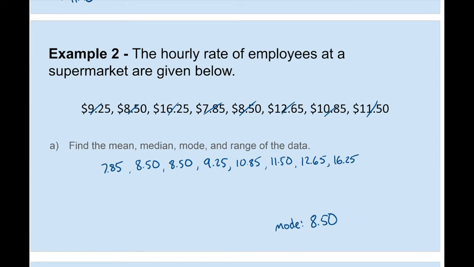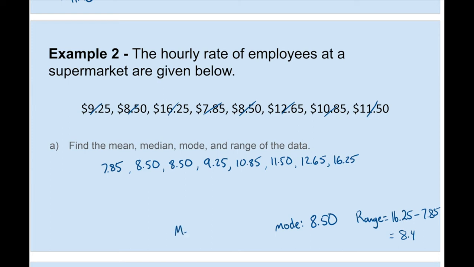Our range, again, will also be relatively easy to find because our range is just going to be our highest value, or 16.25, minus our lowest, which is 7.85. So we get a range of 8.4, because again, we're taking our highest value and subtracting our lowest value from it. So by ordering it, it lets us easily find those two values.